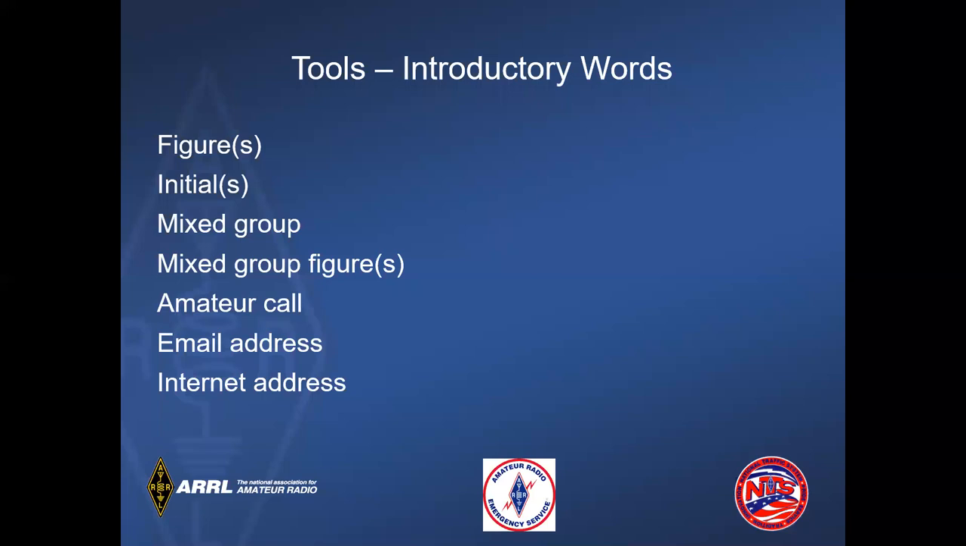If it's a group of letters that is not pronounceable or an abbreviation, you would introduce it as an initial if it's a single letter, or initials if it's a group of letters, or also acceptable is letter group for a group of letters. If it's not just figures or just letters, then it's a mixed group. And you introduce that as mixed group. If the first character in that group is a letter, you introduce it as mixed group. Mixed group figure if it begins with a single letter and then has a slash or letters after that, or mixed group figures if it begins with two or more figures.